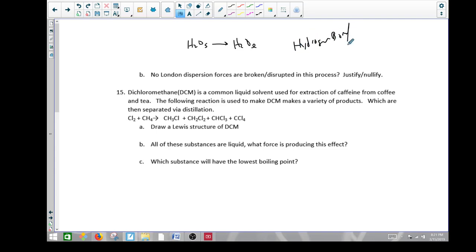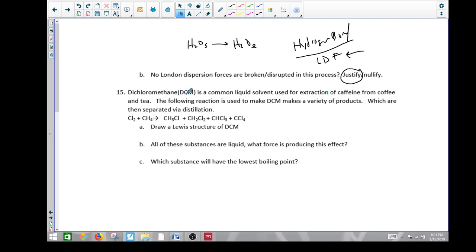Now, this is one thing we've got to be careful of. Everything has London dispersion forces. So the answer is true. Because everything has this, and they will catch people on this. Everything has London dispersion forces. Even ionic compounds have London dispersion forces. They're just smaller compared to everything else that's there.